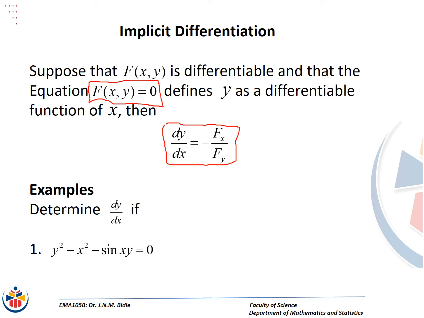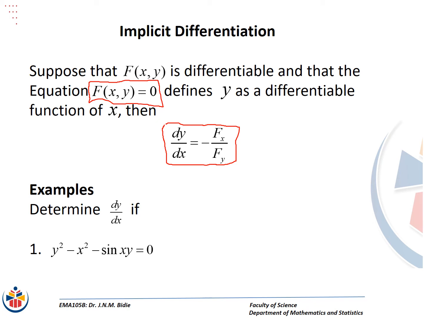Yes, on the left is dy over dx, but on the right hand side, the derivative with respect to x is in the numerator, and the derivative with respect to y is in the denominator. Let's do some examples to find dy over dx for expressions that have got both x and y using partial differentiation.